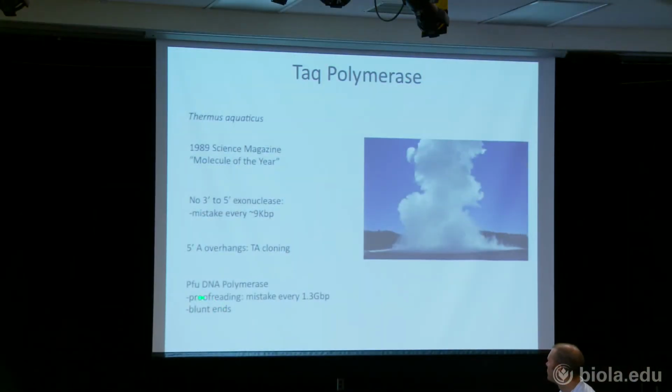But it does have proofreading activity, and so it makes a mistake only about every 1.3 gigabases. So every 1.3 million bases instead of every 9,000. So much, much better fidelity. So if you really need something to be accurate, you use that one.